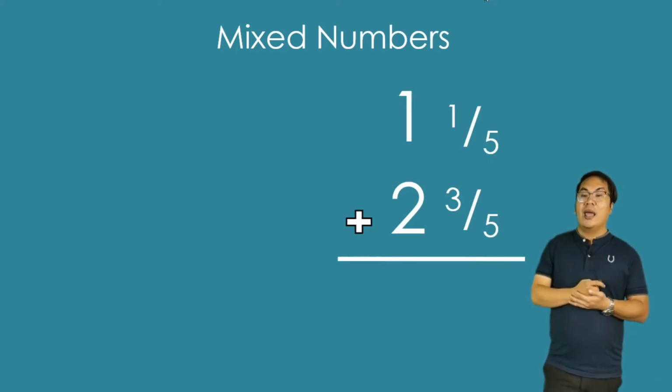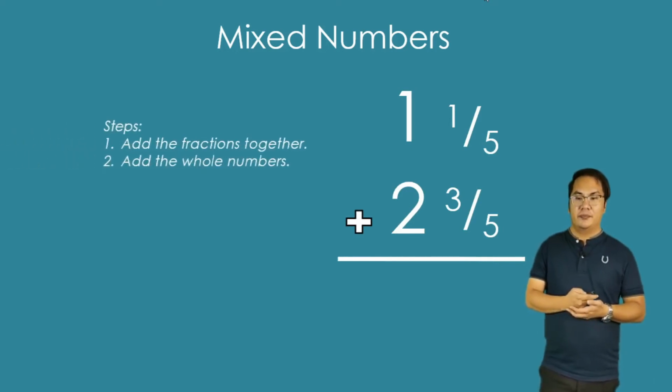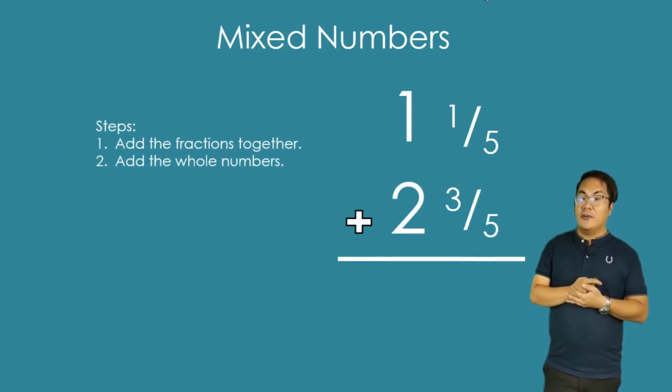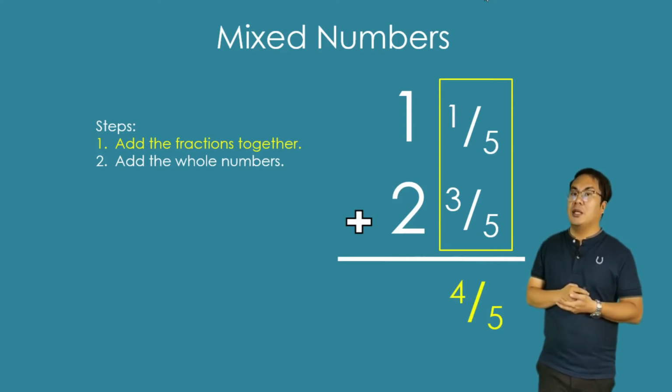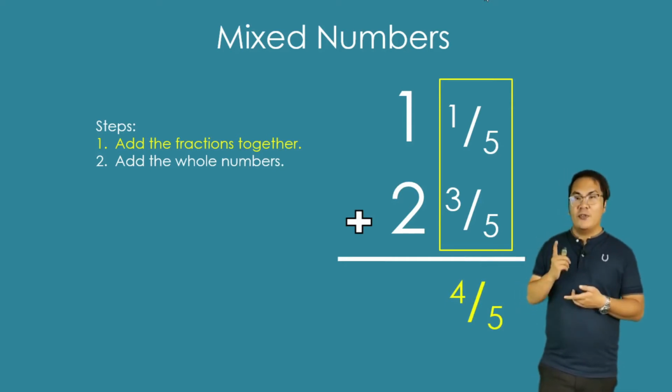Okay, 1 and 1/5 plus 2 and 3/5. First step, add the fractions together. What are the fractions? These are the 1/5 and 3/5. We are going to add 1 plus 3 is equal to 4 and copy the denominator, which is 5. So 1/5 plus 3/5 is equal to 4 over 5.